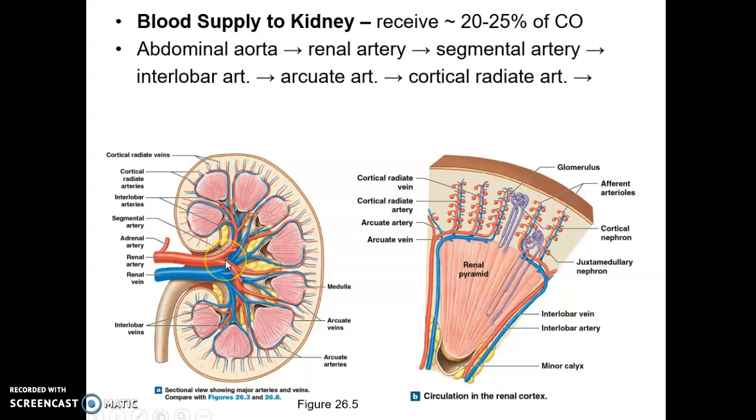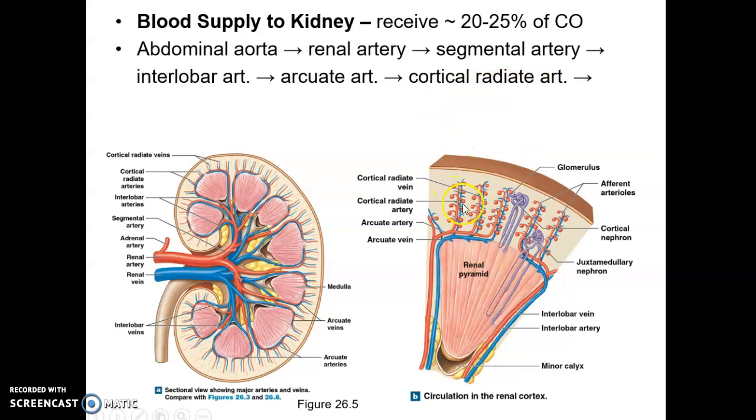And then the segmental arteries branch into interlobar arteries. So those are the red arteries here, the blood vessels that go up between the renal pyramids. And then there's the arcuate artery, and that is the arteries that kind of arch over the renal pyramids. Here, arcuate arteries. And then from there, extensions branch out into the cortex, and those are called the cortical radiate arteries. So these are arteries that radiate out into the cortex.